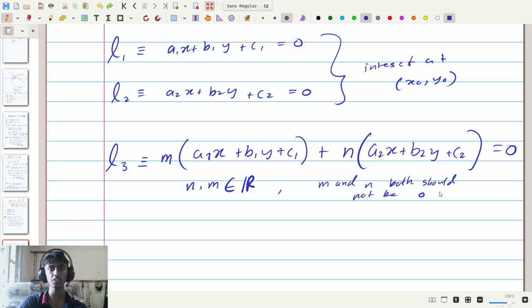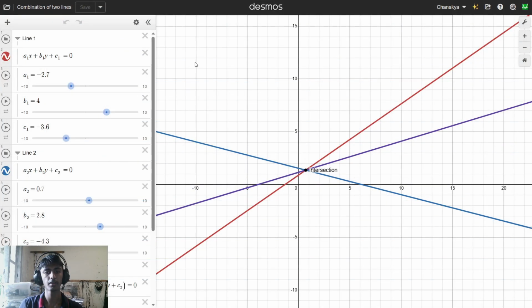Let's now visualize this with another Desmos graph to help you better understand this concept. So here we have a Desmos file that I have created. This file is there to represent two lines, which are the red line and the blue line, and the intersection of them, and also another line which is going to be the purple line, which is some combination of the red line and the blue line. Here you can check this file as well. Its link is down in the description if you want, and play around with it.